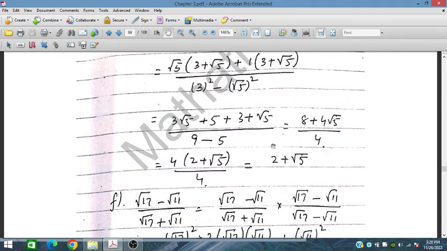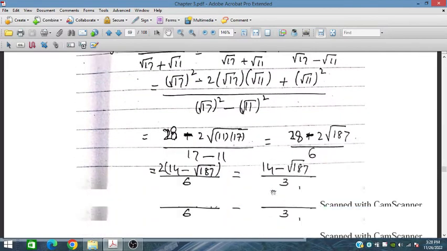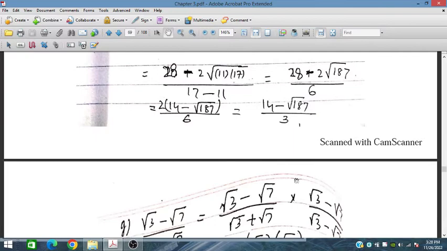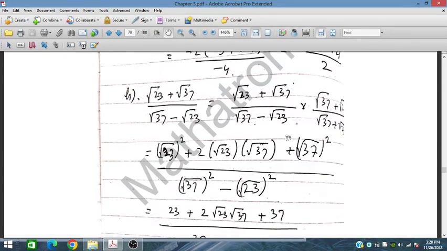So this is 8 plus 4 under root 5. So on simplification we obtain 2 plus under root 5. It can be simplified because 4 can be taken out common here, so this 4 will cancel out. So it's rationalized and simplified. Similarly for this one, it's this value. Similarly for this one.